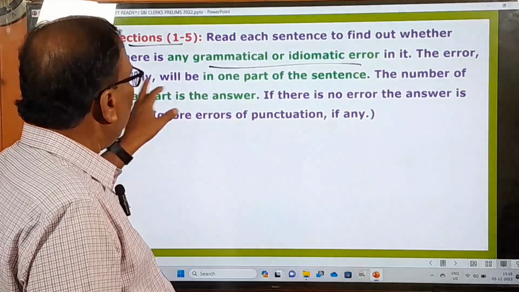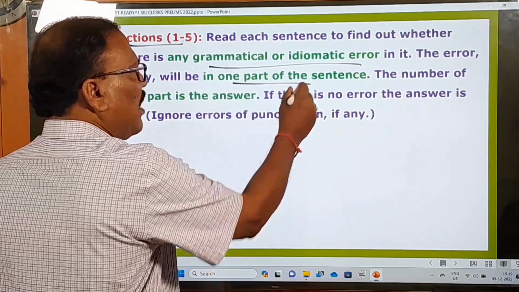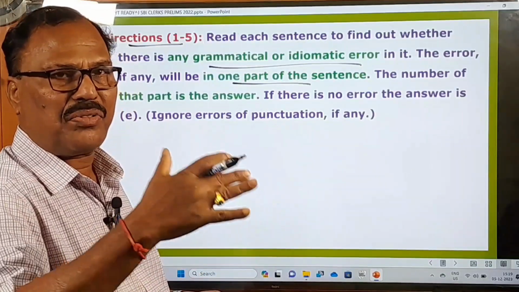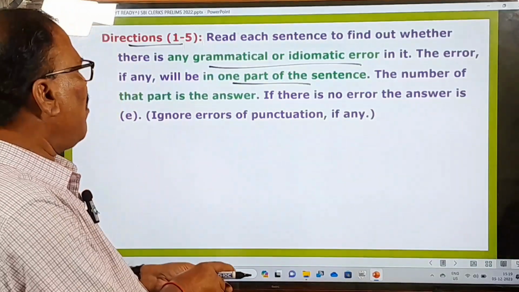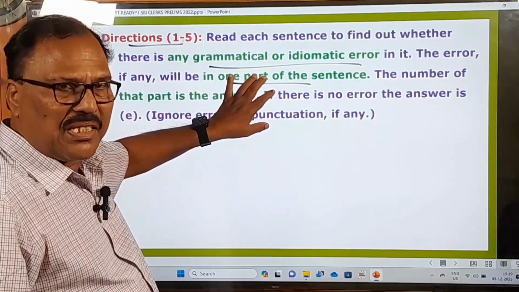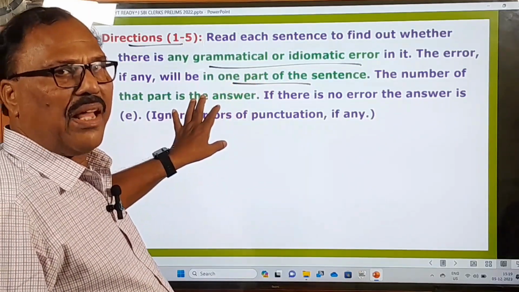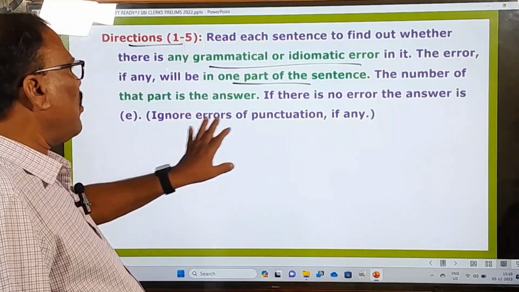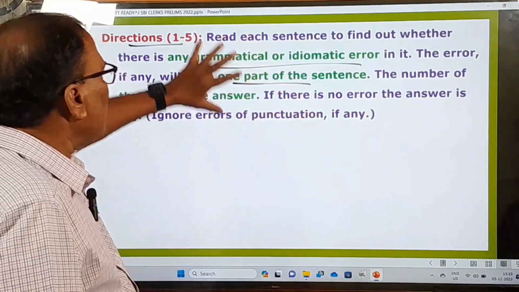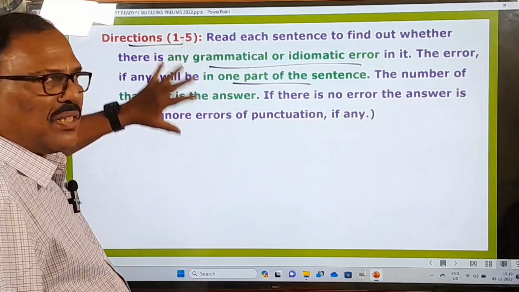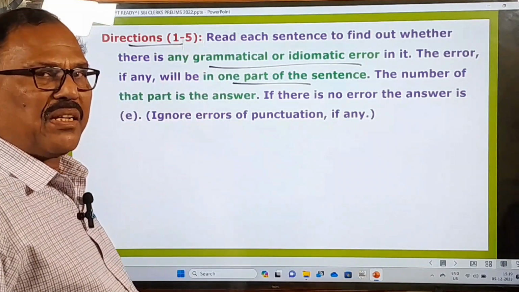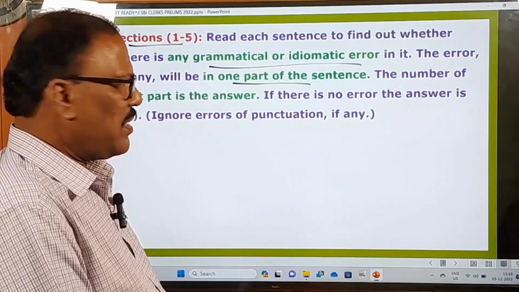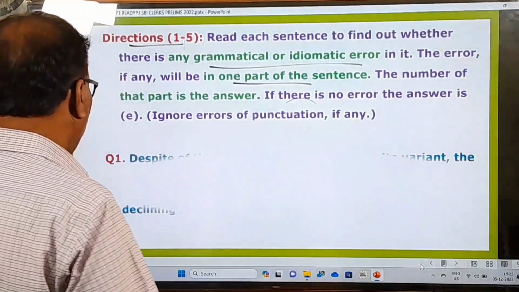And the error, if any, will be in one part of the sentence. The sentence is divided into 4 or 5 parts, and you have to choose that part of the sentence that contains a grammatical error, right? If there is no error, the answer is E. Ignore errors of punctuation. This is the style of giving directions to the candidates in the SBI Clerks Prelims examination. And now let us take up one sentence.